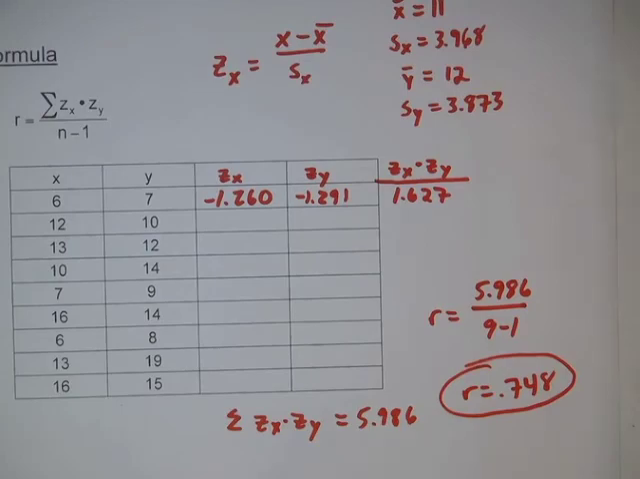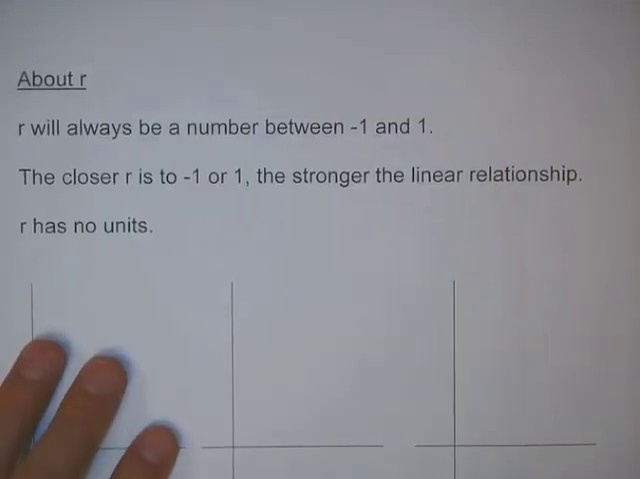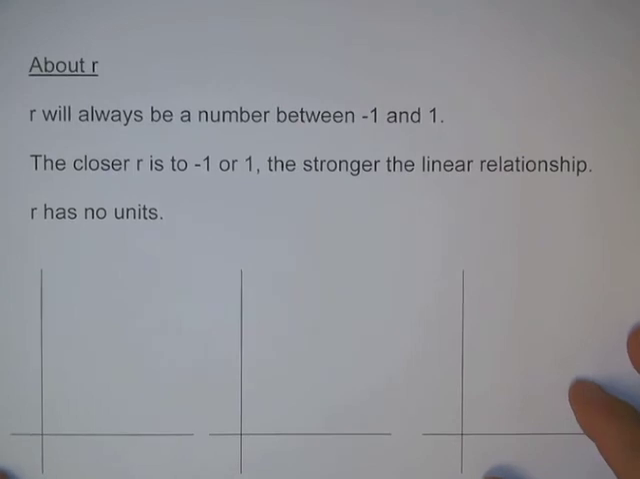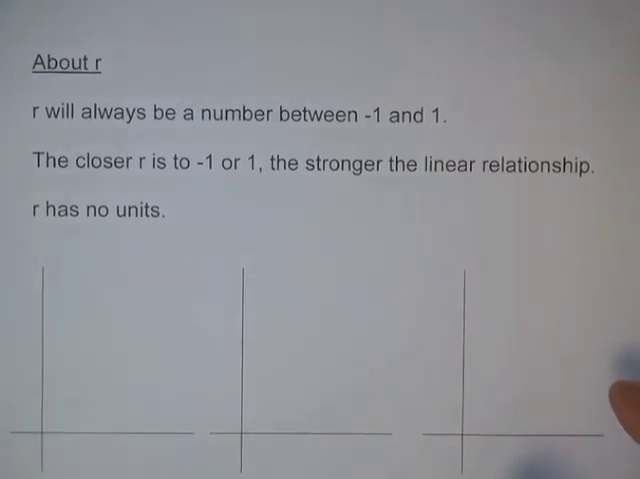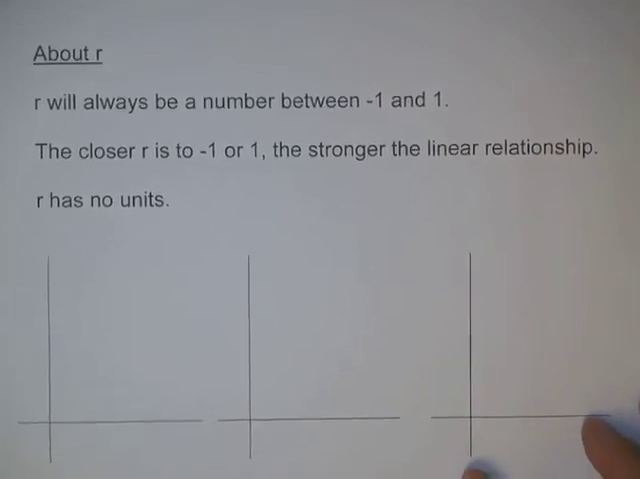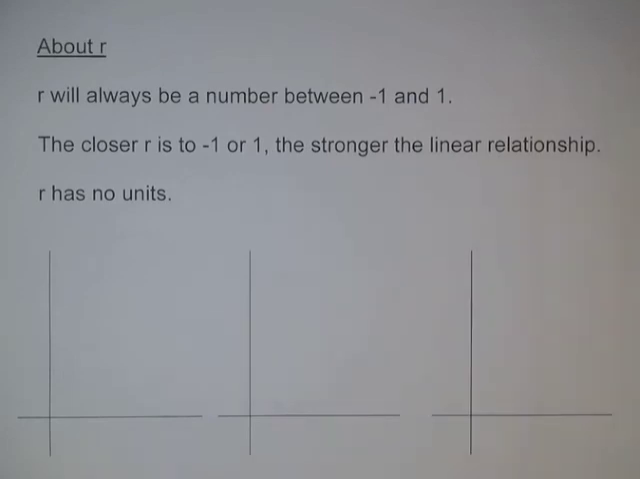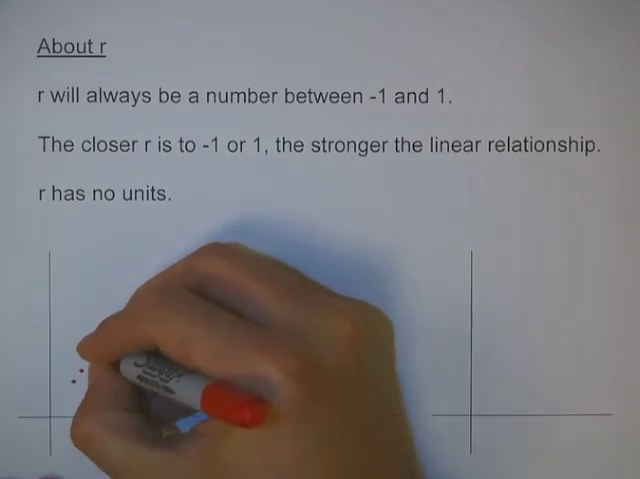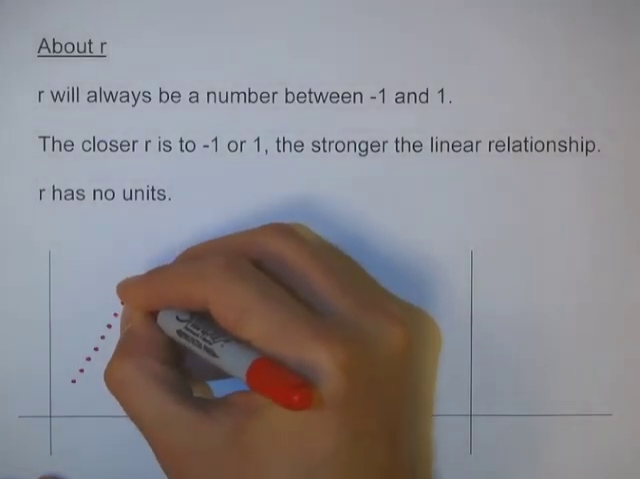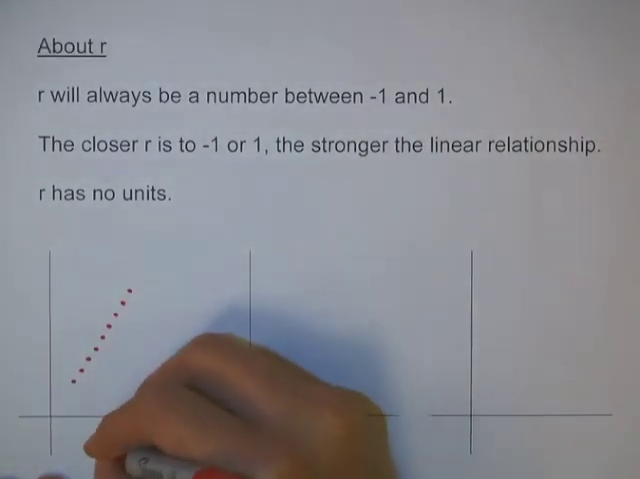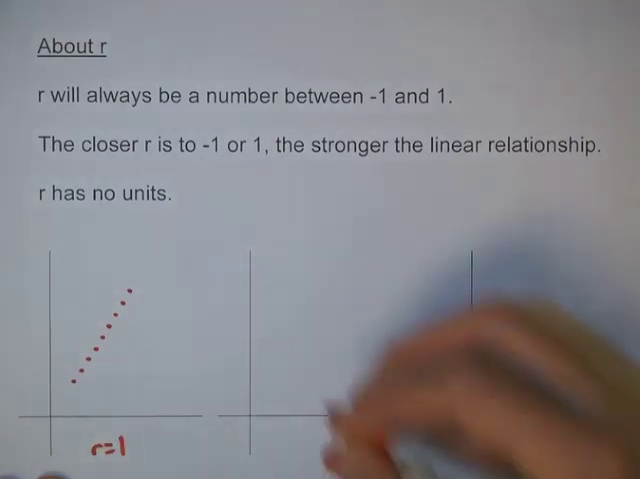A couple other things about r, now that we have some experience calculating it. r will always be a number between -1 and +1. The closer r is to -1 or 1, the stronger the linear relationship, and r has no units. Just to make sure we understand what the extremes look like, if we had this association, r here would equal +1. That's a perfect positive correlation.